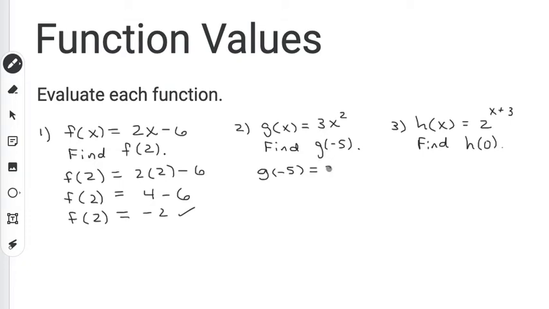The 3 is going to come down. I'm going to put x as negative 5 inside parentheses. And then I notice x is squared, so I have to square the negative 5. The first thing I'm going to do is exponents, because exponents are always done before multiplication when we do order of operations. Negative 5 squared is the same thing as negative 5 times negative 5, and that's going to give me a positive 25. So I get 3 times 25.